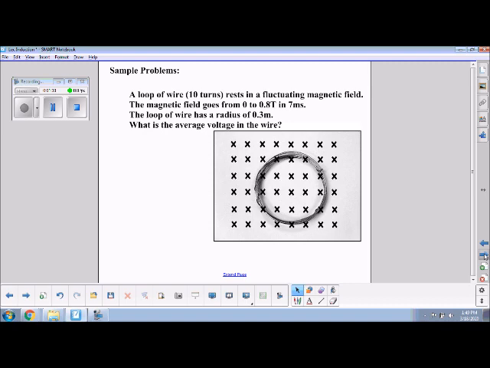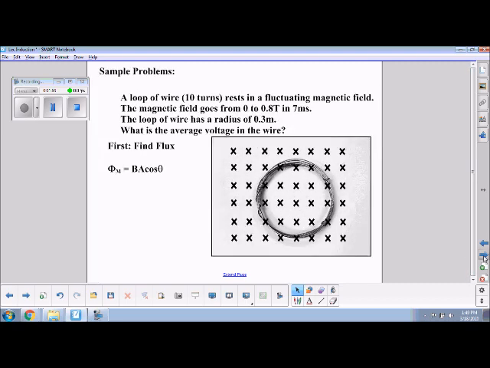It's just a change in. Loop of wire has a radius, wants to know the average voltage in the wire. So great, we're going to have to do that change in flux, but we have to look at what the flux actually is. The flux is not the 0 or the 0.8. That's just the magnetic field part of it. So first we find the flux. The flux is that BA cosine theta.